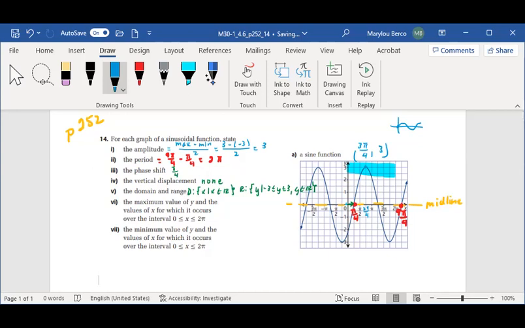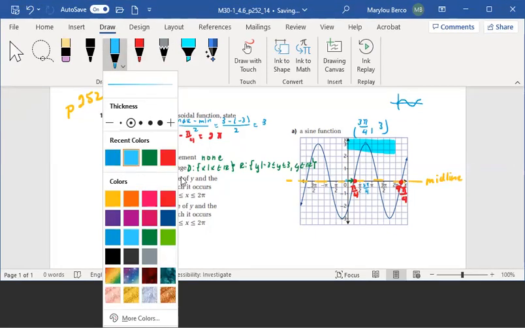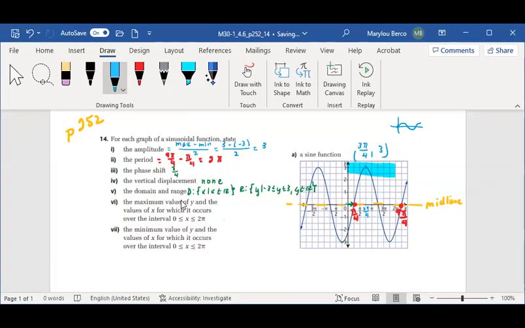Okay, if we take a look here, between 0 and 2 pi, I better write this down. So we have values of y equals 3, x equals 3 pi over 4.